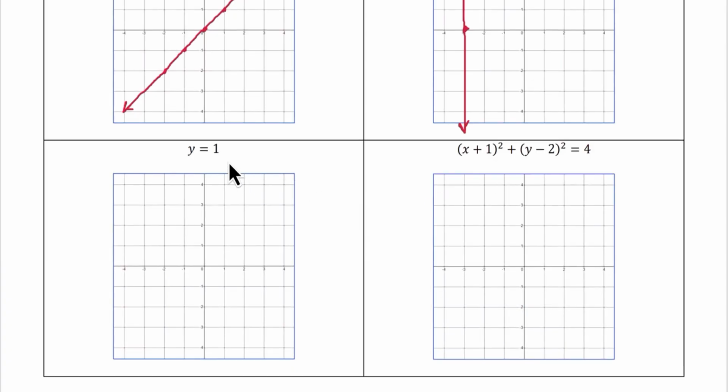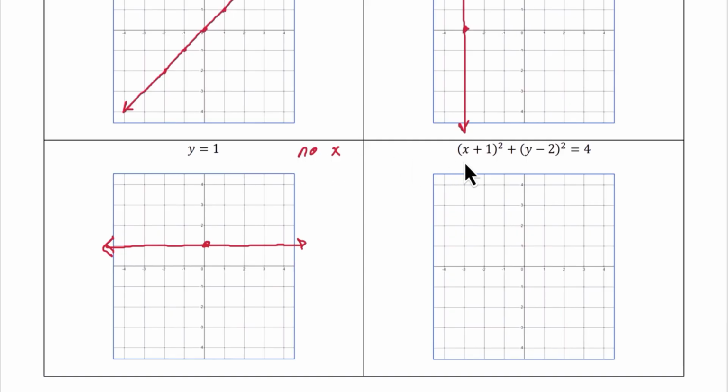Similarly, in this graph, we have y equals 1. Whenever you see y equals a constant and there's no x, as we see here, we don't see an x, this is a horizontal line, and it's going to go through the y-intercept of 1. So every point on this line will have a y-coordinate of 1. So again, y equals a constant is a horizontal line.